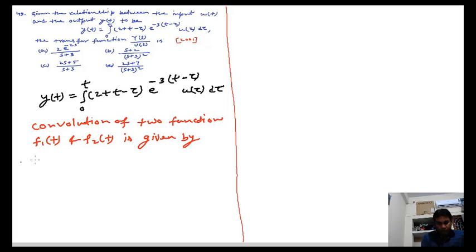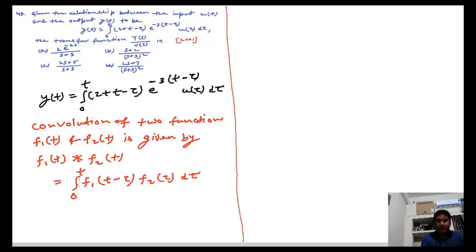f1t star f2t. This star is the symbol of convolution. And this one is nothing but integral 0 to t of f1 t minus tau, f2 tau d tau, if the functions f1 and f2 both are causal functions. So for causal functions, this is the relation of convolution.